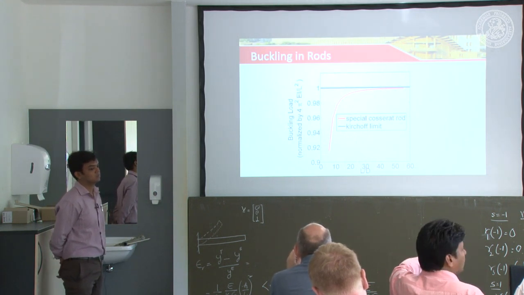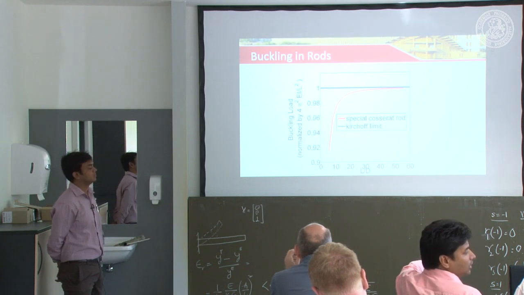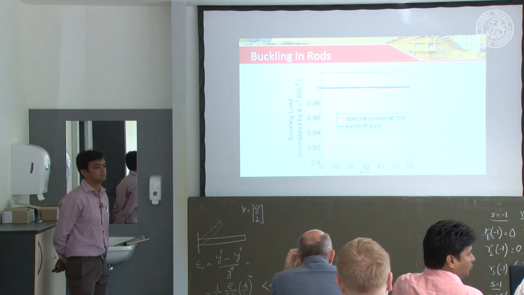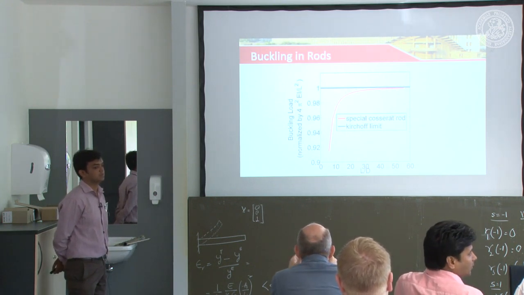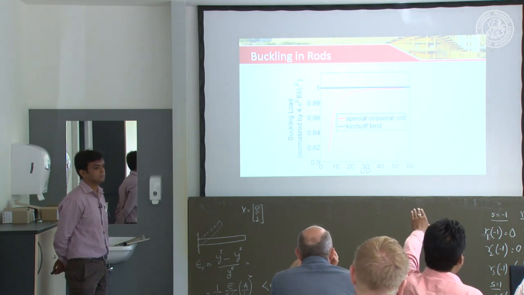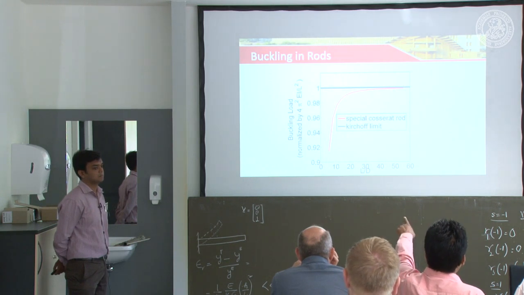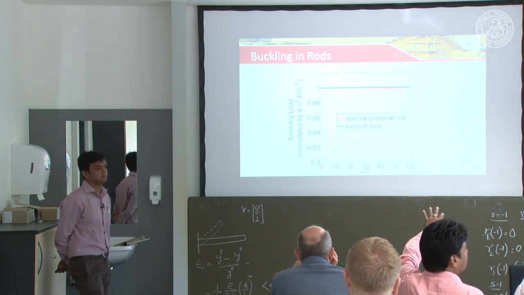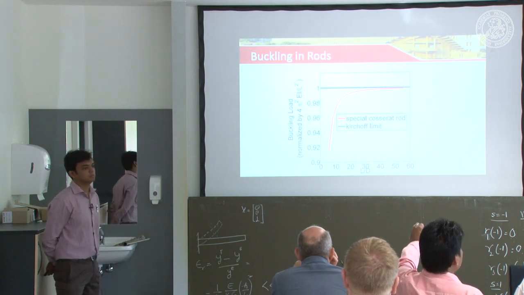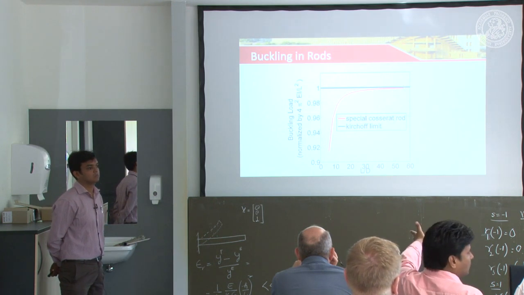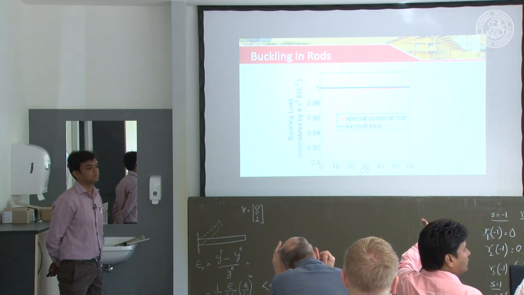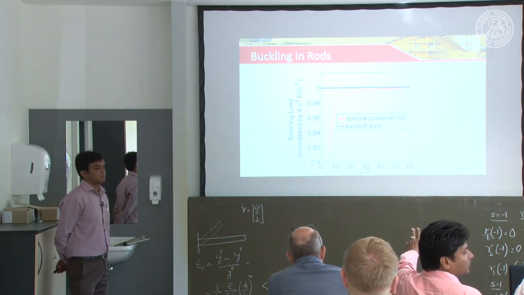But we were working with special Cosserat rods, in which a rod can shear as well as stretch. Because of those extra effects, the buckling load is not really equal to 4 pi square EI by L square, it deviates from that formula. So you see that the red line does not match with the blue line. But it turns out when L by D is very large, the two theories give the same buckling load. When L by D is small, the two theories give different buckling loads.